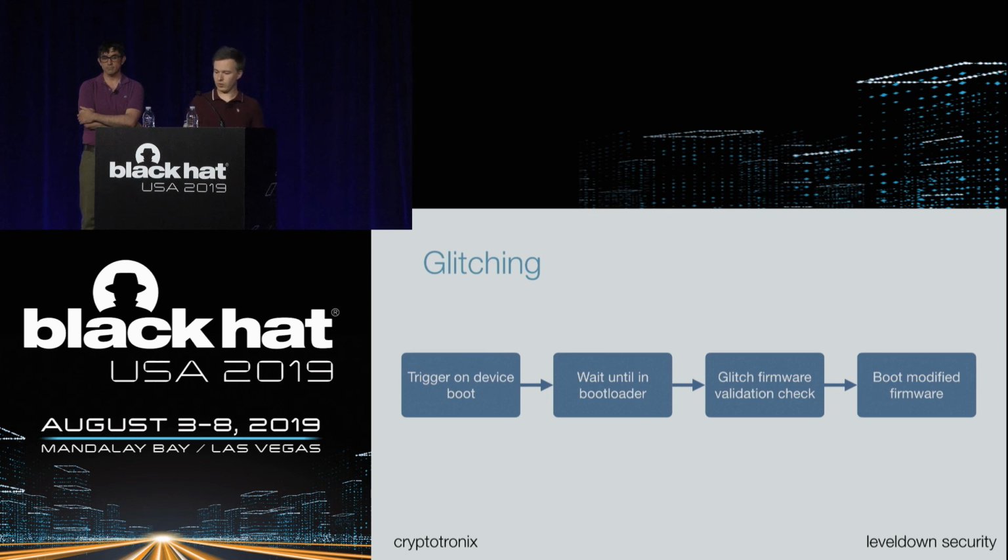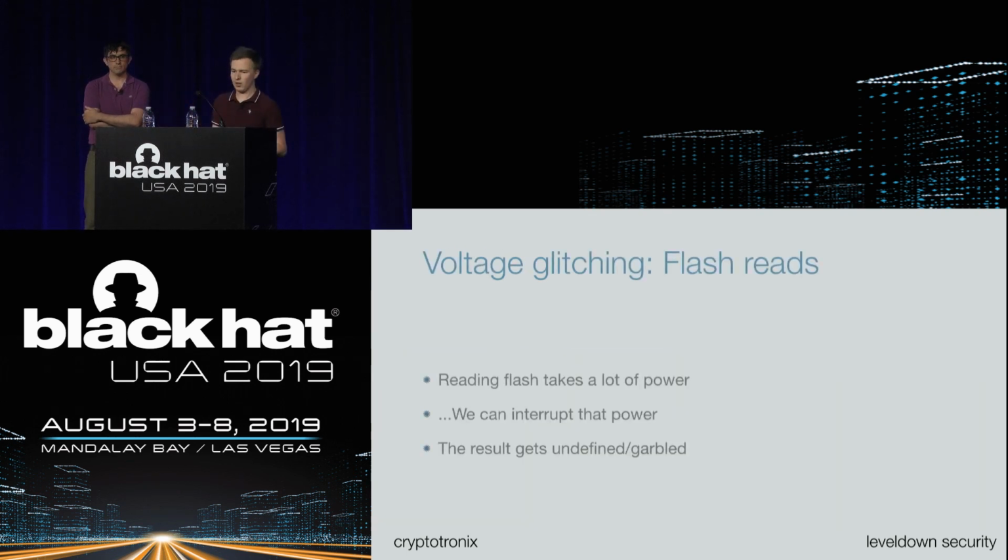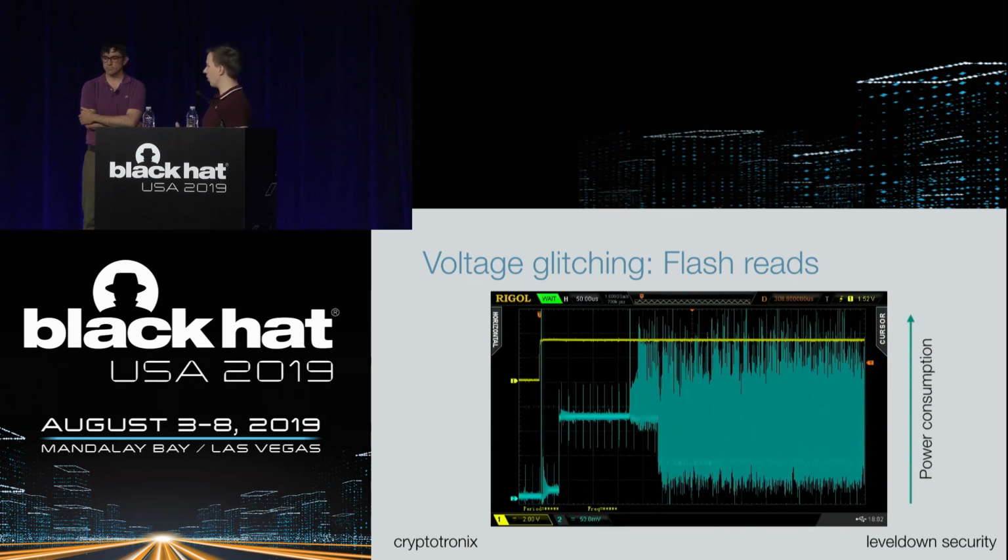Some very susceptible parts in a chip are, for example, flash reads. Basically, if you read flash data, it takes a lot of power in the chip, and we can interrupt this power. And if that happens, we basically get back undefined or garbled data. For example, here we have a power trace of a boot up of a chip. Basically, this area is where the bootrom, the code that is embedded in the chip, is run. And we can see there's a huge power spike where the flash loads start.